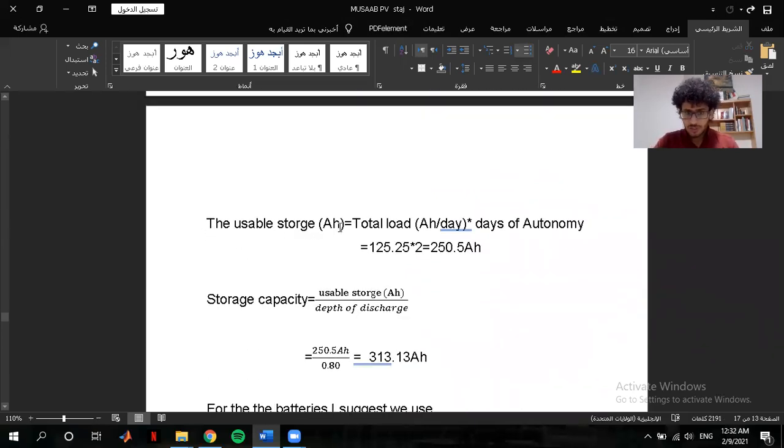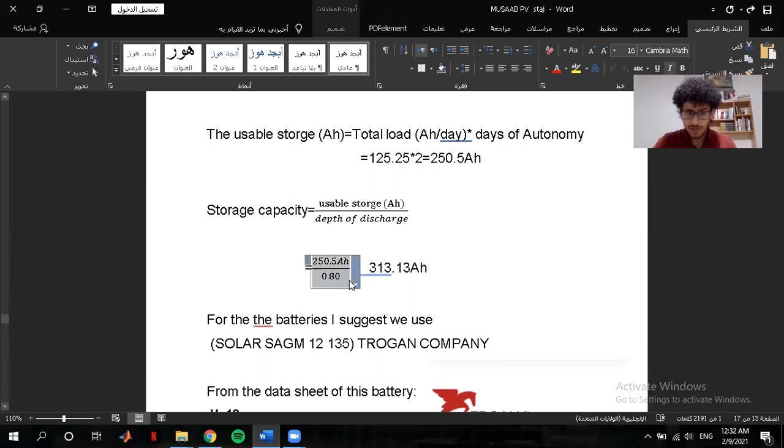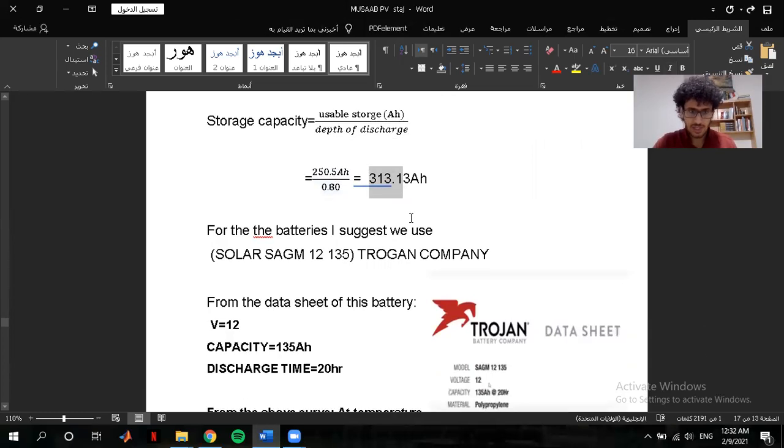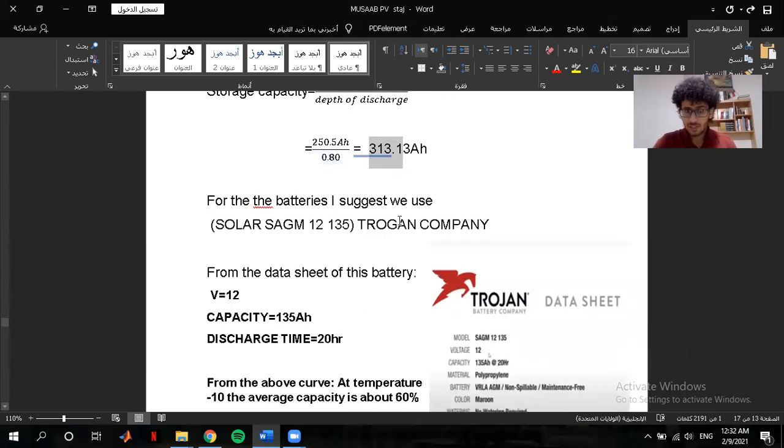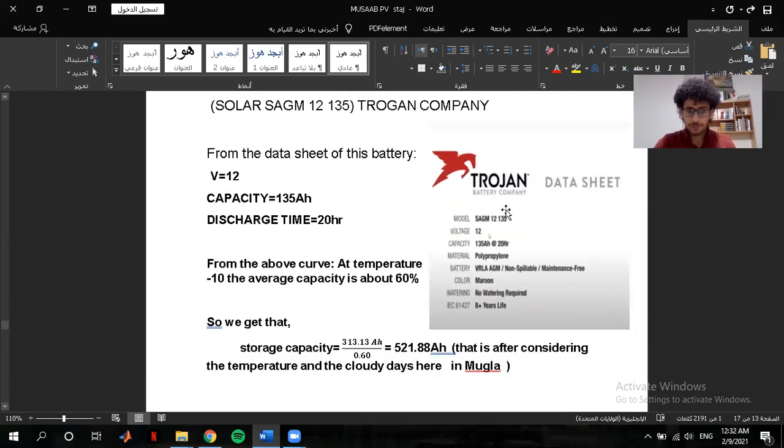The usable storage equals total load ampere a day times the days of autonomy or the rainy days. We get 250. We divide it by the depth of discharge of the battery, which is 80%. We get 313 ampere. For the battery, I suggest we use this kind, which is 12 volt, 135 ampere.